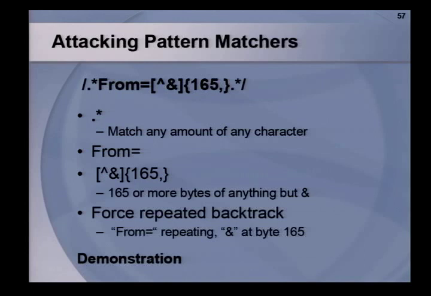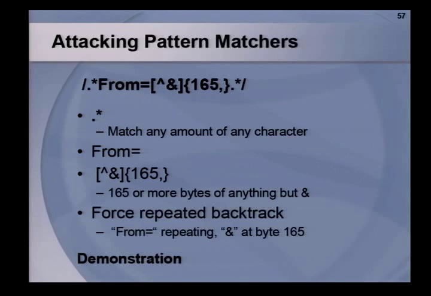So what is this regular expression? For those of you that don't understand regular expressions, this is what it does. You see the dot star. That says match any amount of data, as much as possible, up until from. And then you say I want to match from equals. Simple, that should be self-explanatory. The next part is I want to see at least 165 characters that are not an ampersand in a row or more. So if you see more than 165 characters and an ampersand. And what it will do is process that data over and over again. So how do you force the backtracking?